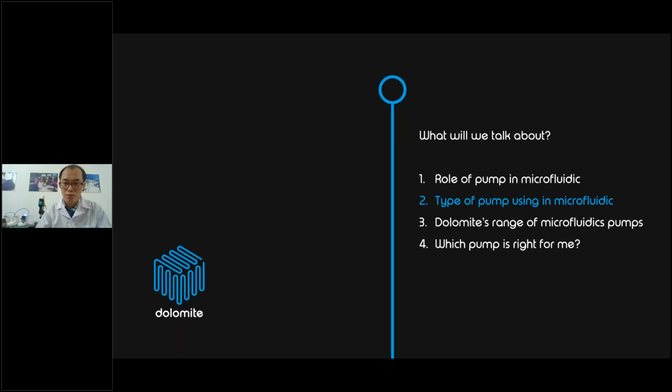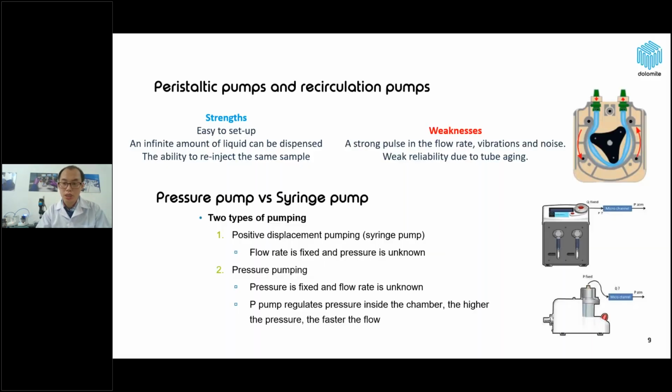Let's talk about the types of pumps used in microfluidics. There are many types of pumps that can be used. For example, peristaltic pumps and recirculation pumps are used when researchers need the sample to circulate continuously inside a device. Since this kind of pump does not allow precise flow control, they have gradually become less used in microfluidic research. When recirculation and precision are required, researchers more often use a recirculation setup with a pressure pump and a syringe pump.